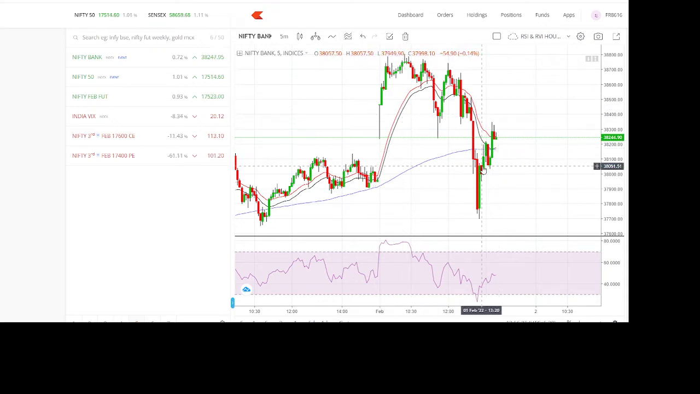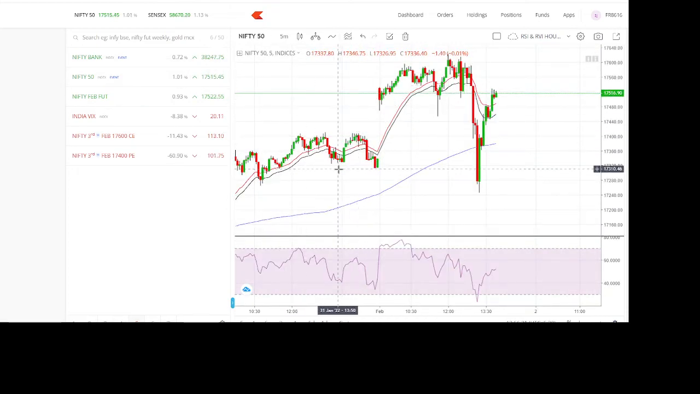It was here, it came here. Yesterday there was a move on Bank Nifty. Yes, market closed below this candle, I think. Here was a sell signal. Yesterday it closed here, so I was expecting the market should come.